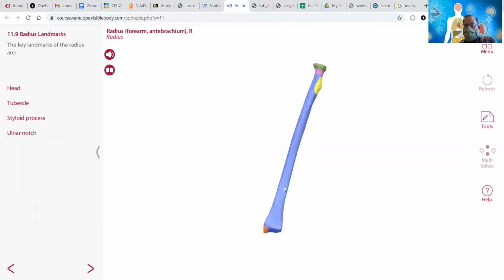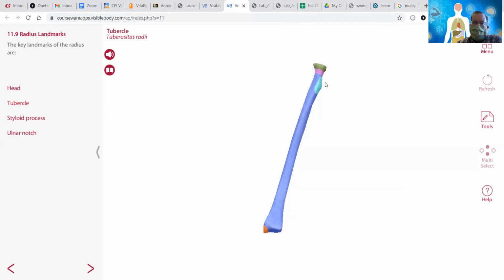Radius, again, this is going to be on the thumb side. So this is the lateral of the forearm bones. Again, we have the little head at the top and then a tiny little neck. This would be the proximal portion. The proximal radius is going to articulate with the distal humerus, and it's going to be on the lateral aspect of that elbow region.